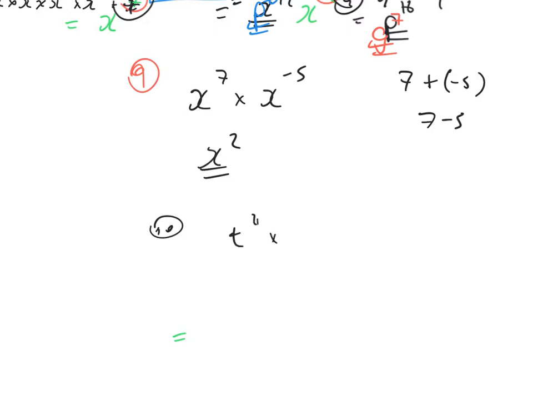Question 10. t to the 4 times t to the minus 2. Okay, so add the powers again. 4 add minus 2. You don't need to go to the side every time, I'm just doing it one more time. 4 add minus 2, that's the same as 4 take away 2. That's 2. So that's easy. It's just 4 add minus 2 is 2. t squared, just like it was 7 add minus 5, 7 minus 5, and that was 2.